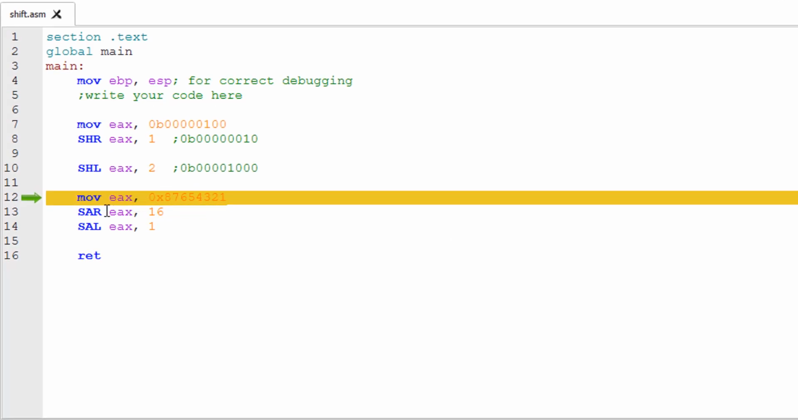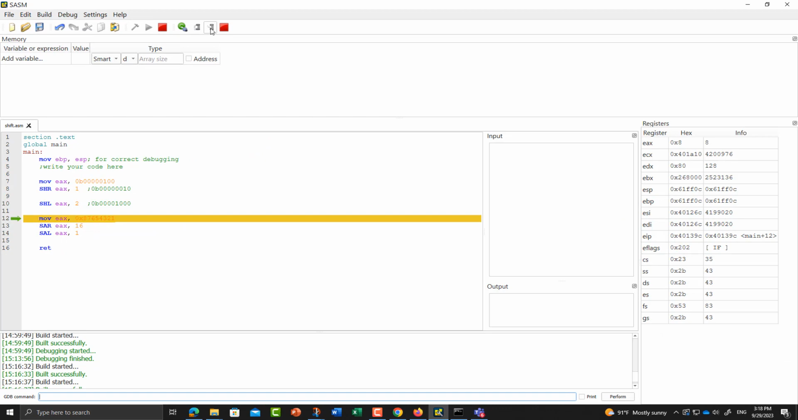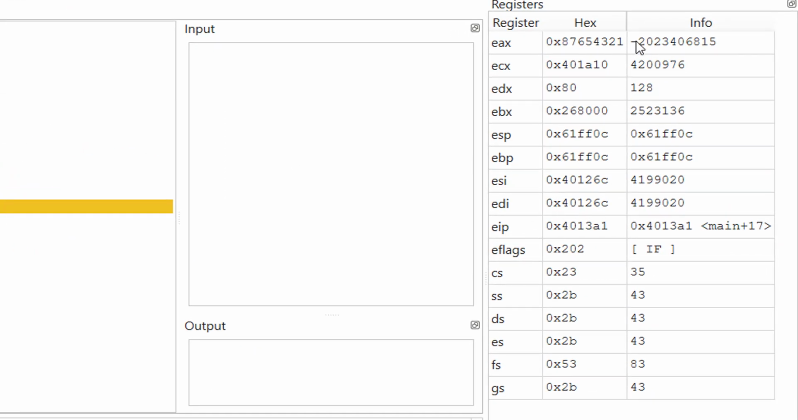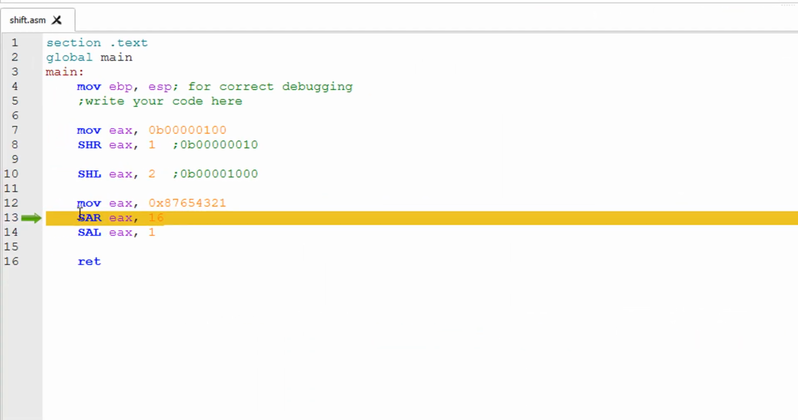Let's reset this value to EAX, the hex number 1, 2, 3, 4, 5, 6, 7, 8. Let's look at what this number is. This number is going to be a negative number here. And then we have this shift right, SAR, that is arithmetic shift. So we are going to keep the sign.